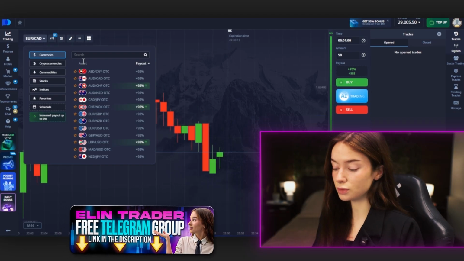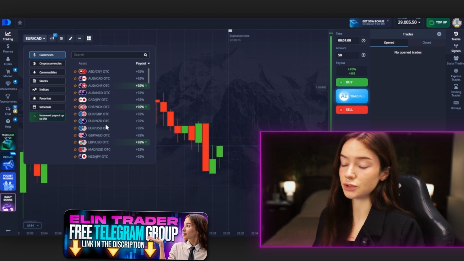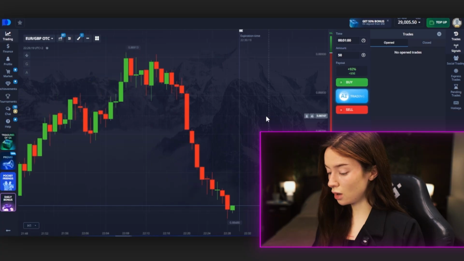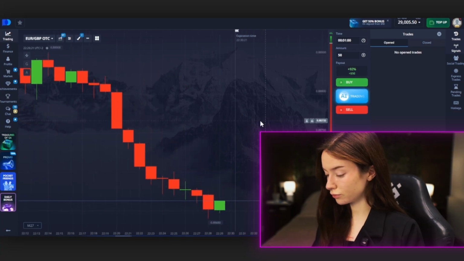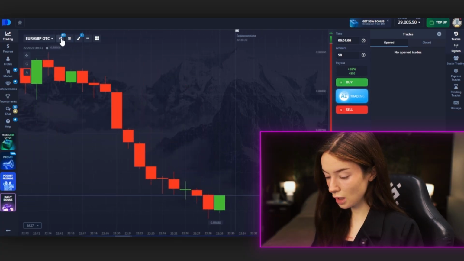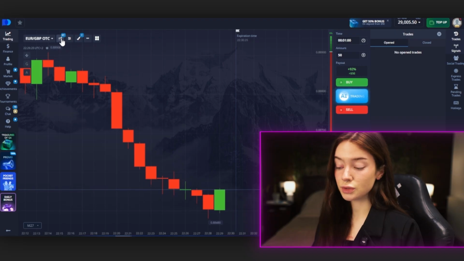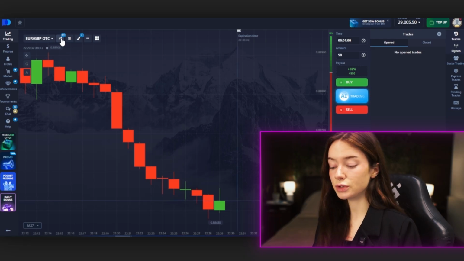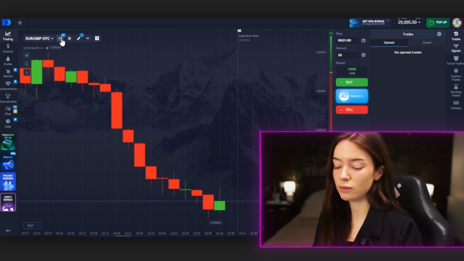Let's move on to the second currency pair and the second strategy. Let it be Euro British Pound. And the second strategy is called the pullback or level retest. Often after a breakout, price returns as if to check whether the level was truly broken, and only then continues moving in the desired direction.